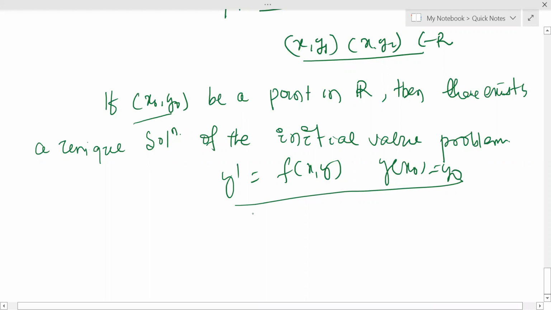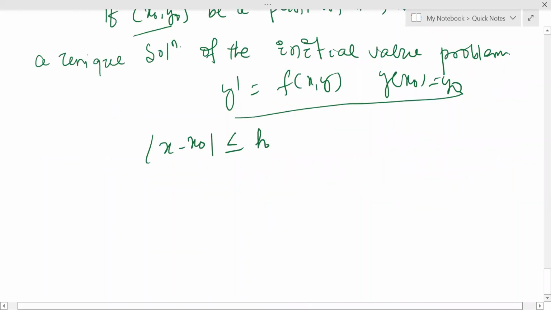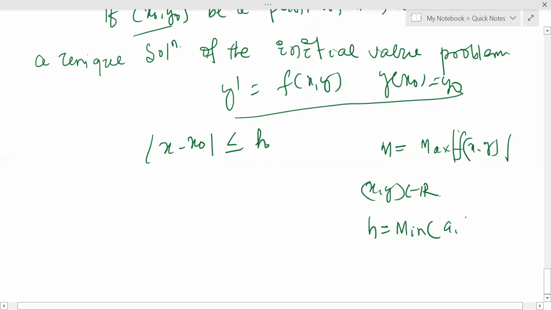Then it satisfies the condition |x − x0| ≤ h, where M is the maximum value of the function f(x, y) for all (x, y) belonging to R. And h can be calculated as the minimum of a comma b by M.